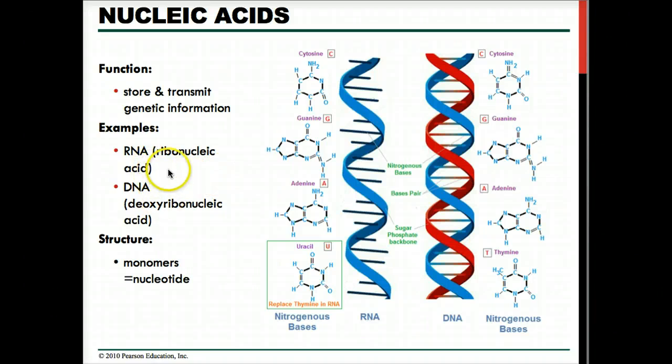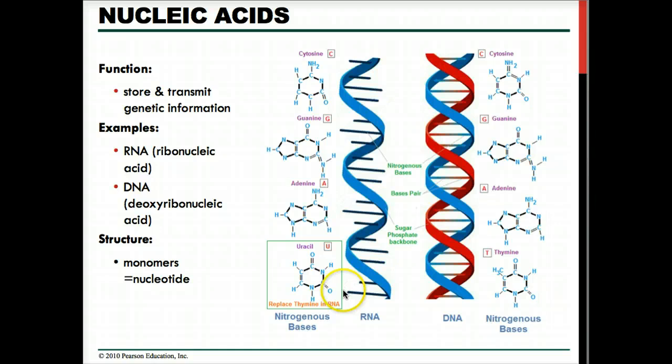There are only two examples of nucleic acids. The first one is RNA, which stands for ribonucleic acid. The second example is DNA, which is that genetic information stored in the nucleus of your cells. DNA stands for deoxyribonucleic acid, and the monomer is the nucleotide. So the sugar monomer is a saccharide, the protein monomer is an amino acid, and the nucleic acid monomer is a nucleotide. And remember, when you link those monomers together through dehydration synthesis reactions, you get polymers, or larger macromolecules.